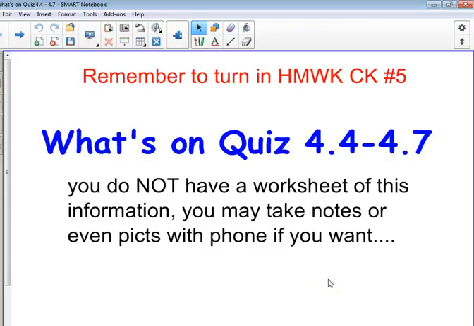I have prepared slides for what's on the quiz tomorrow, okay? So what we've done in the other classes is go through all these slides so that you know what's going to be on the quiz. You ask me which ones you want me to do, we practice them, okay? I do not have a worksheet for you that goes with this.